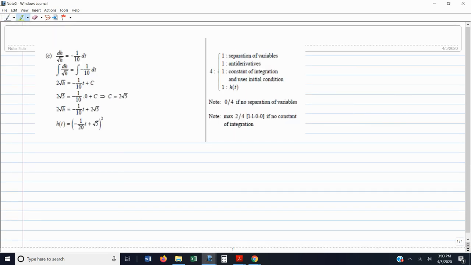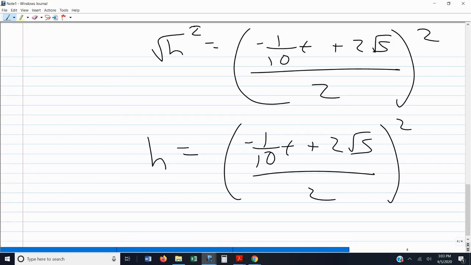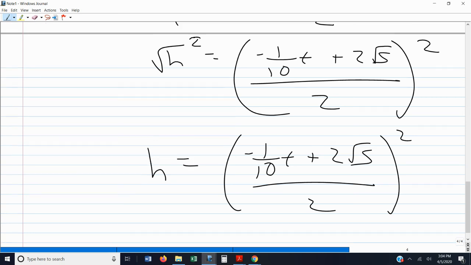The rubric, we don't need to look at all these steps, but I was narrating this as I went. Separation of variables was your first point. Getting the antiderivative, that was your second point. Getting your constant was your third point. And then the last point is if you were able to solve for h. So that was a 4-point question. If you are happy with this answer, you can stop the video right here.